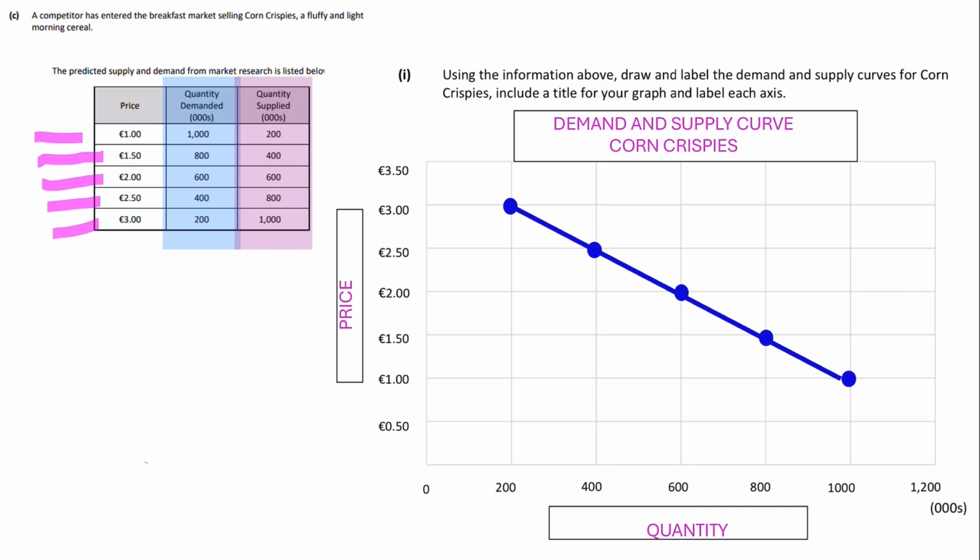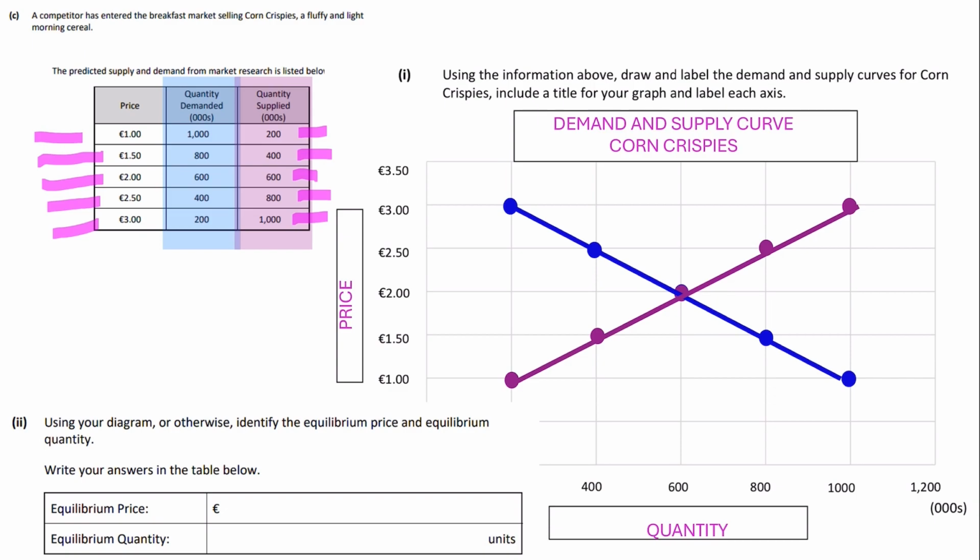Now we can move on to the quantity supplied. So when the price is €1, the quantity supplied is 200. When the price is €1.50, the quantity supplied is 400. When the price is €2, the quantity supplied is 600. When the price is €2.50, the quantity supplied is 800. And when the price is €3, the quantity supplied is 1,000. And so again, we'll draw a line through that.